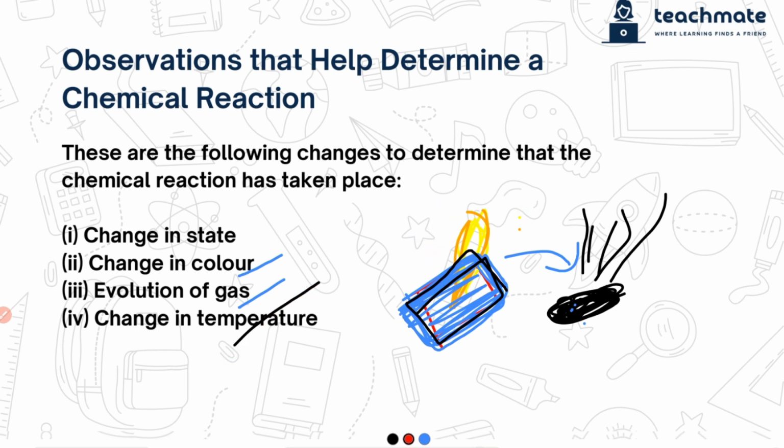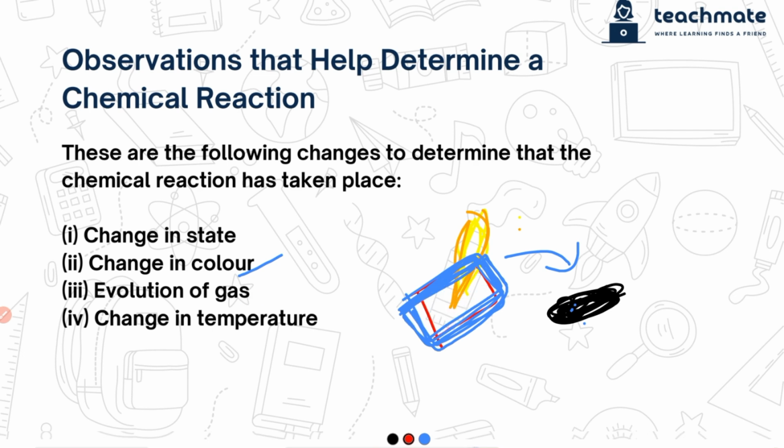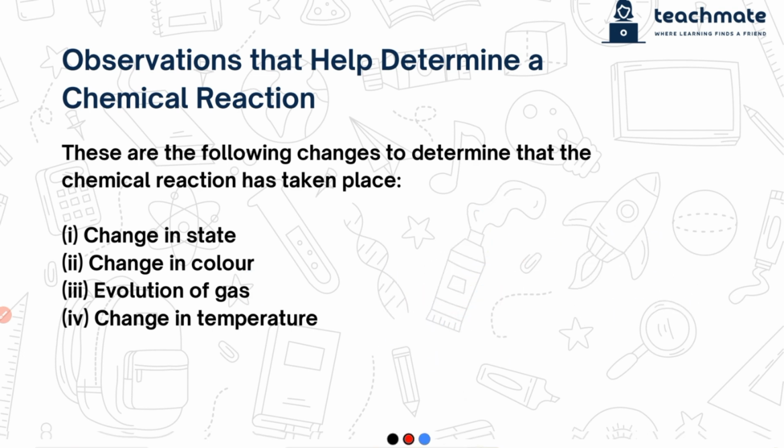So these are the observations that help to determine a chemical reaction. You must learn these points. What are the observations that help us to determine a chemical reaction? Change in state, change in color, evolution of gas, and change in temperature. These four factors are important.